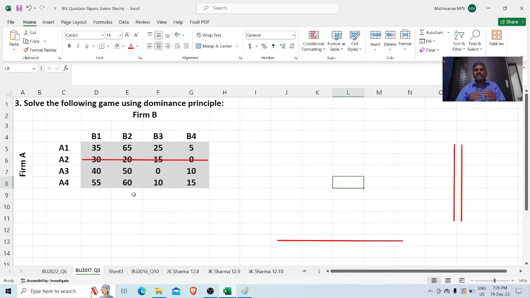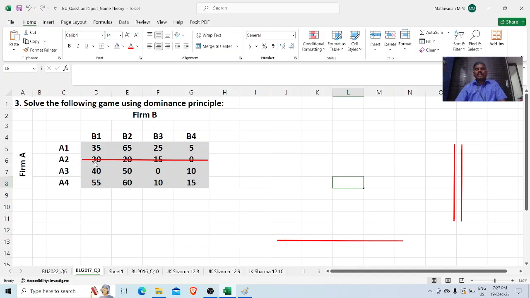Again, we notice there is a variation in the gains given by A1 and A4 depending on the strategy used by firm B. That means we can conclude A1 and A4 are not dominating each other. We cannot strike out any of these strategies. We will compare A3 and A4 now.